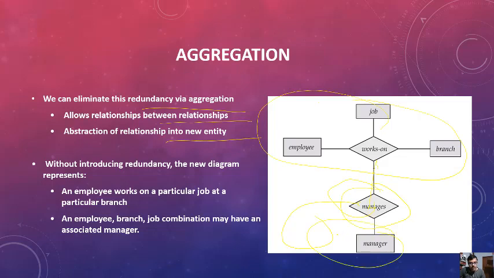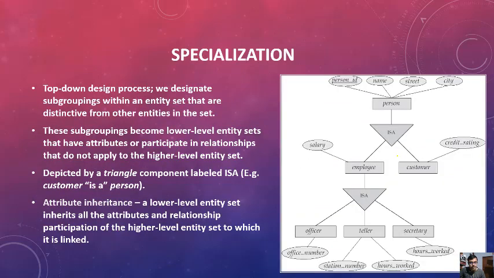Specialization. In the top-down design process, we design subgroupings within an entity set that are distinctive from other entities in the set. These subgroupings become lower-level entity sets that have attributes or participate in relationships that do not apply to the higher-level entity set. It is depicted by a triangle component. An employee is a person. A customer is a person. Attribute inheritance: a lower-level entity set inherits all the attributes and relationship participation of the higher-level entity set to which it is linked.